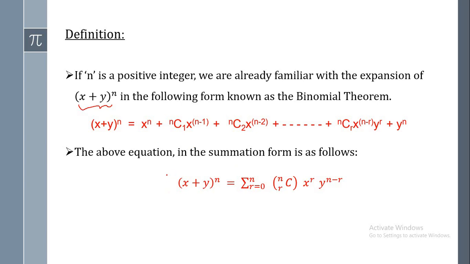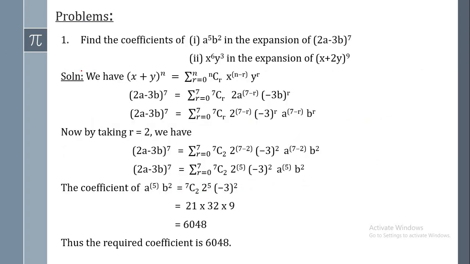So when we encounter problems of this kind, we can use this formula or this expansion instead of the full expansion. So let's move on to the problem. The first problem is to find the coefficient of a power 5 b square in the expansion of 2a minus 3b whole power 7.